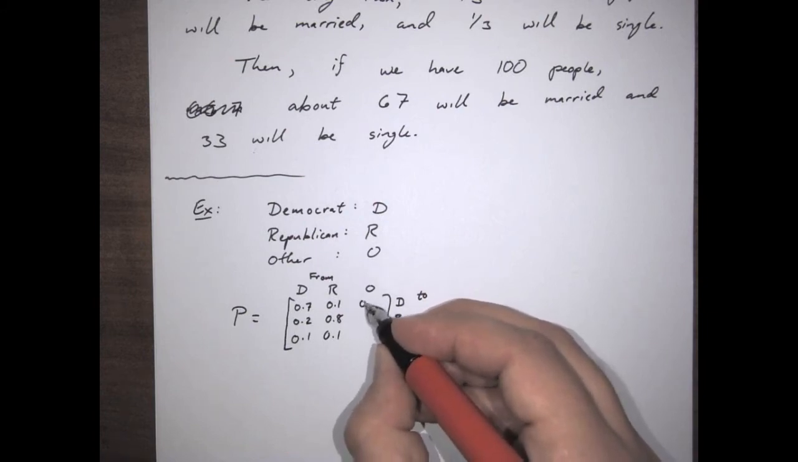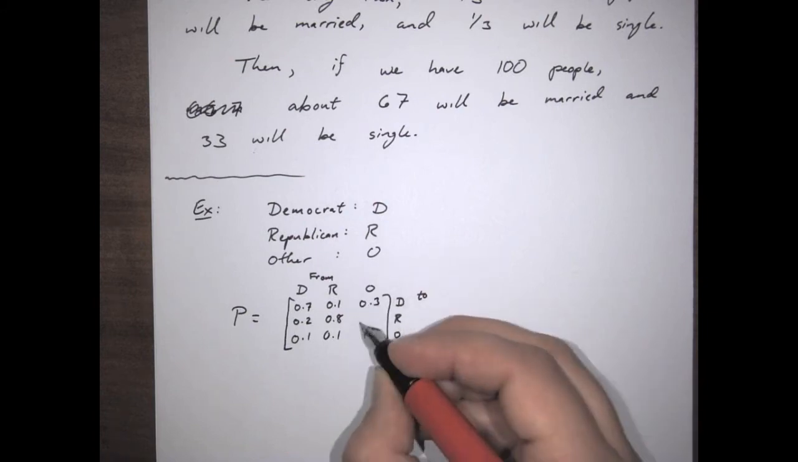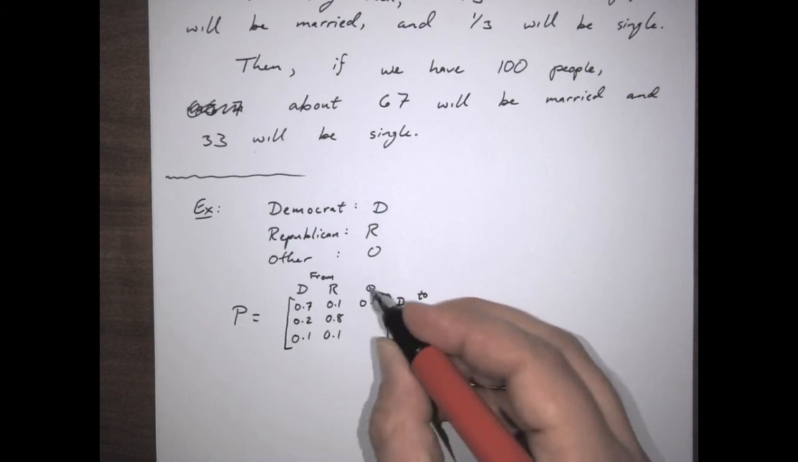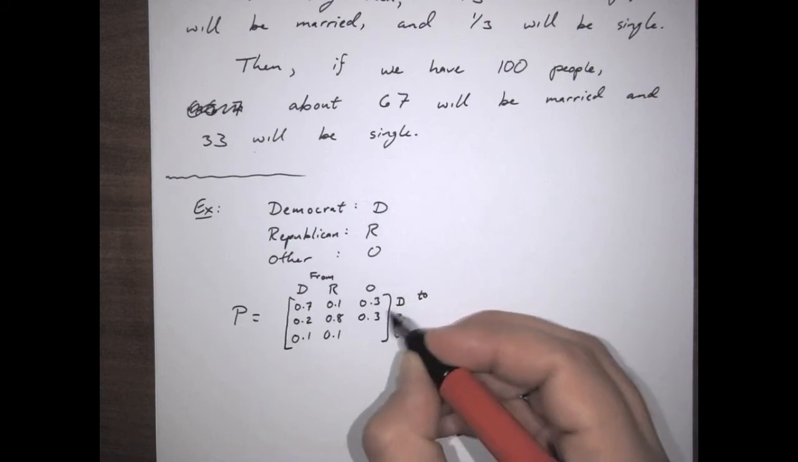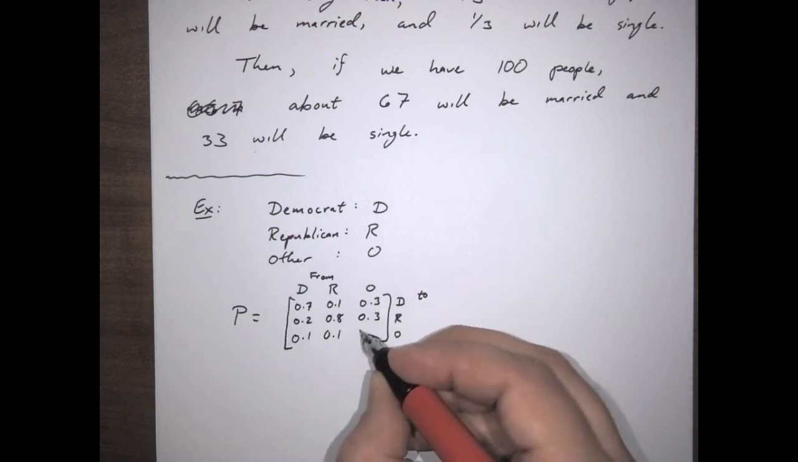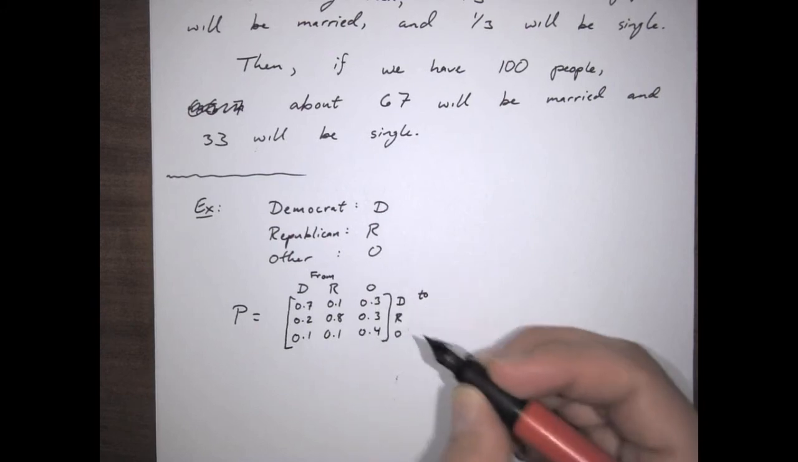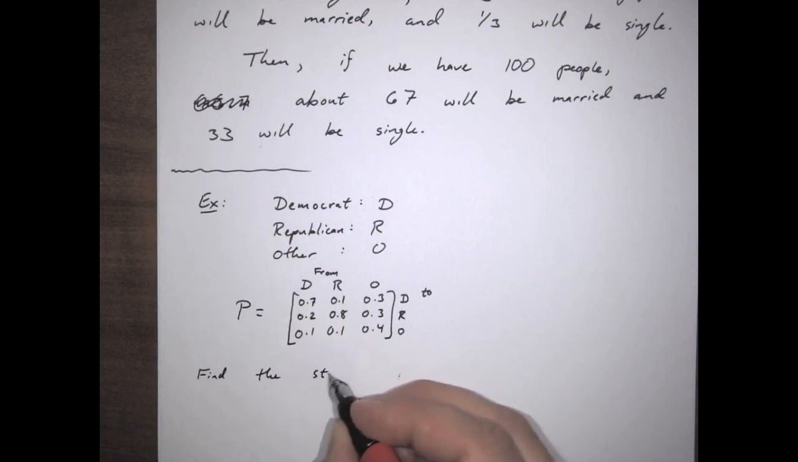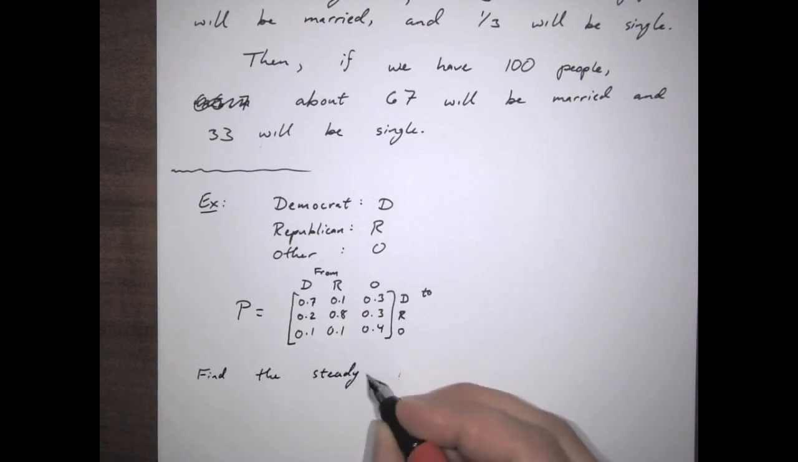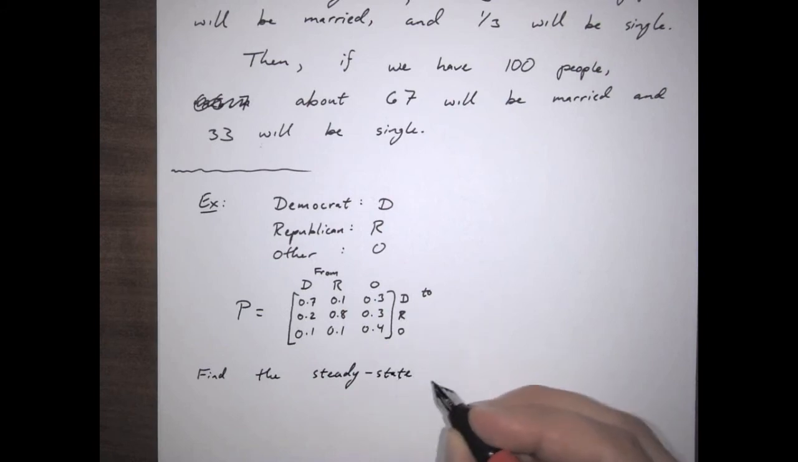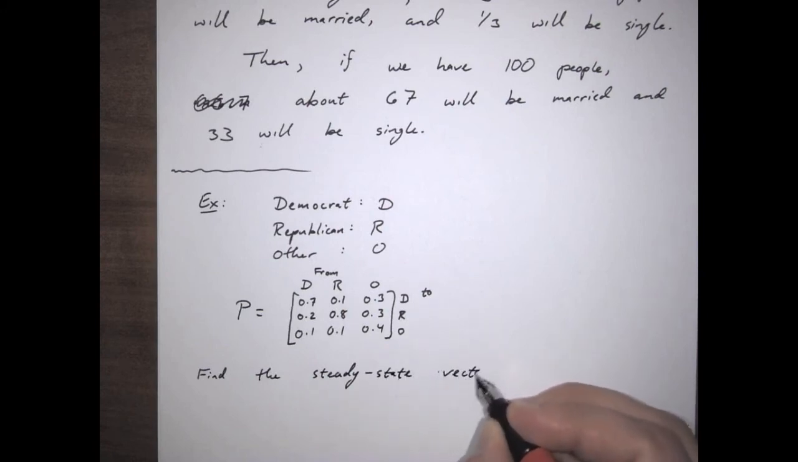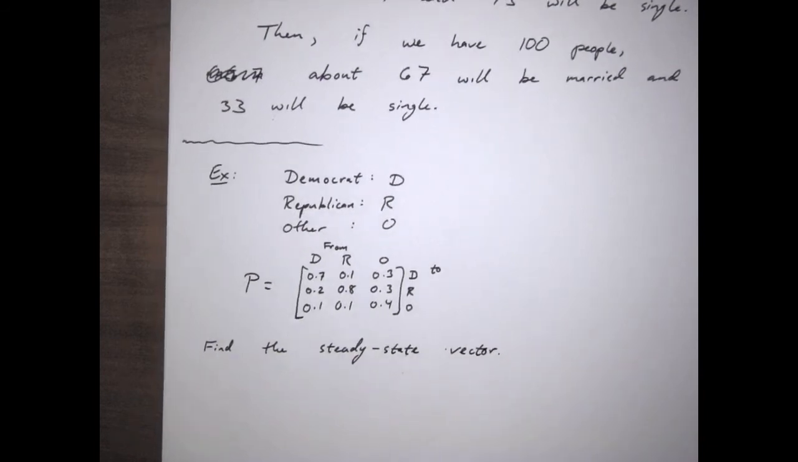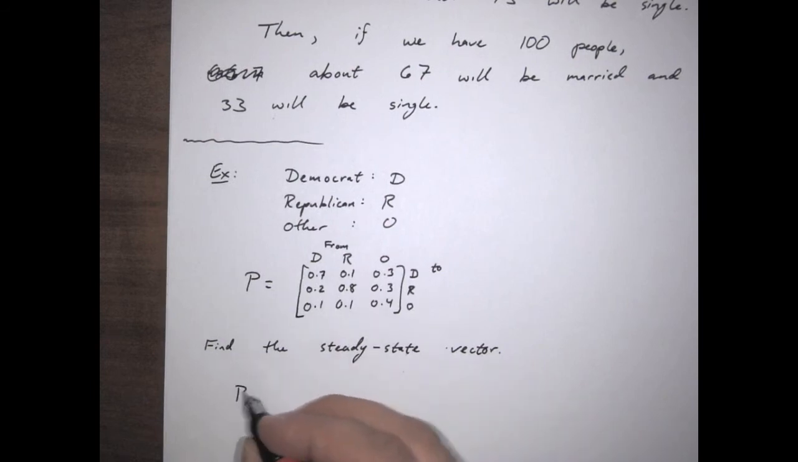And then for the others, let's say 30% of them might go from other to Democrat. Say 30% of them might go from other to Republican. And let's say 40% of them stay other. They were third party, they're still third party. And then let's say we want to find the steady state vector. All right, well, we can just cut to the chase here.